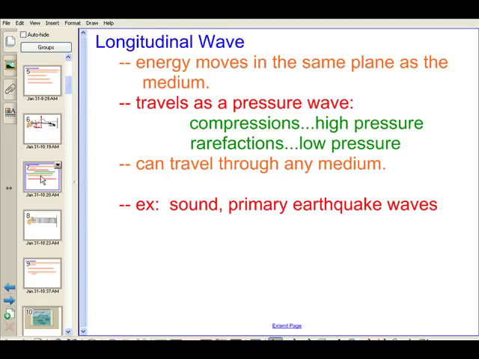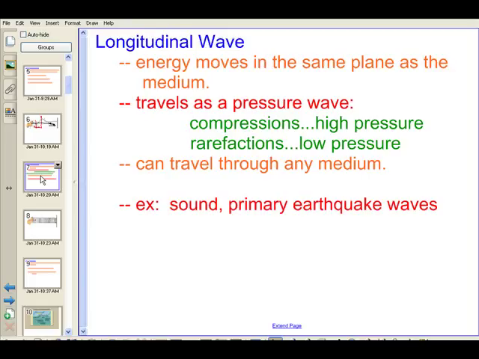So you have compressions, which are areas of high pressure, and that would correspond with the crest in a transverse or a surface wave. And you have rarefactions. Notice how we spell that: R-A-R-E-F-A-C-T-I-O-N-S. Rarefactions are the low pressure areas when it spreads out. That would correspond to the trough in our surface and transverse waves. All right? And so we have a series of compressions and rarefactions.